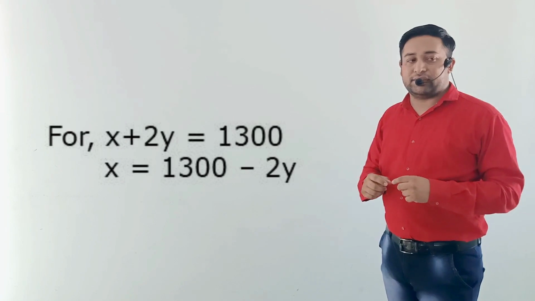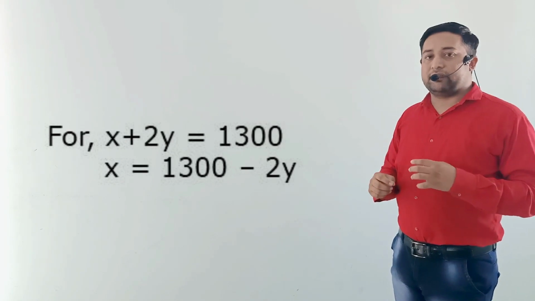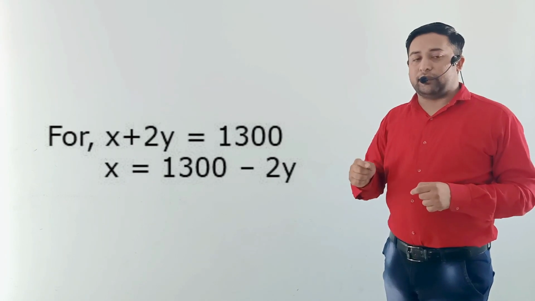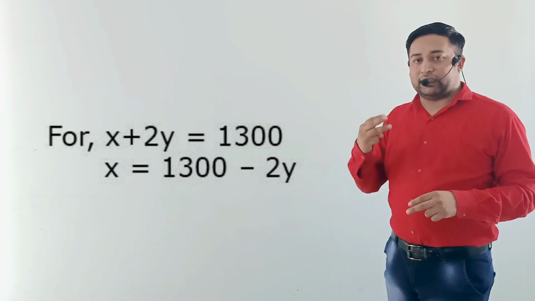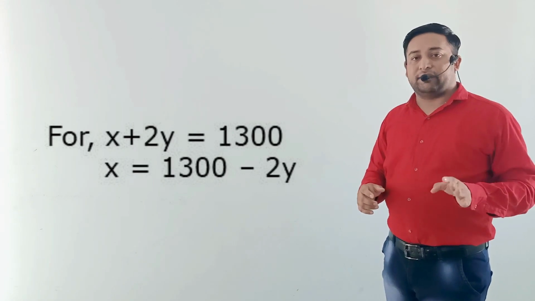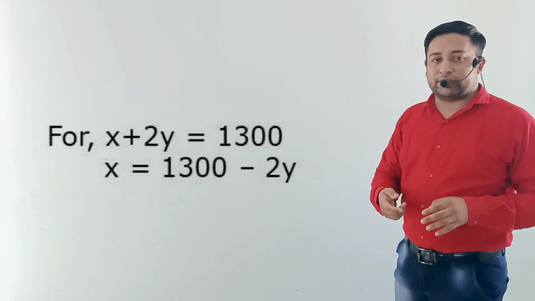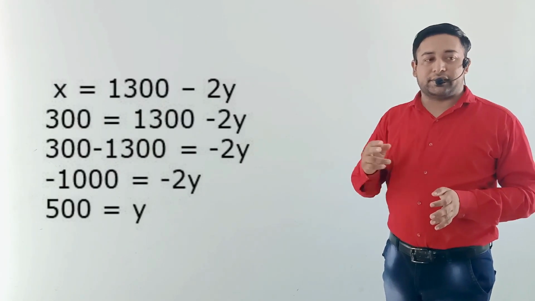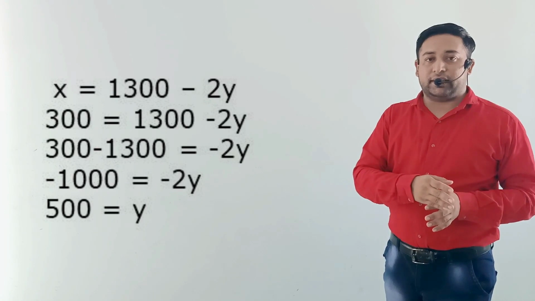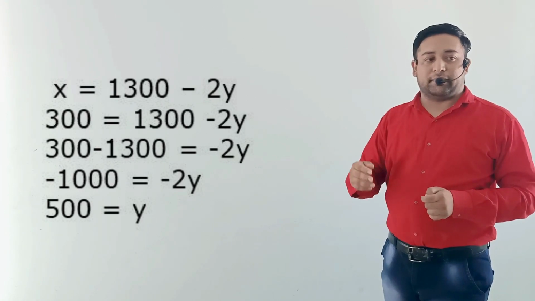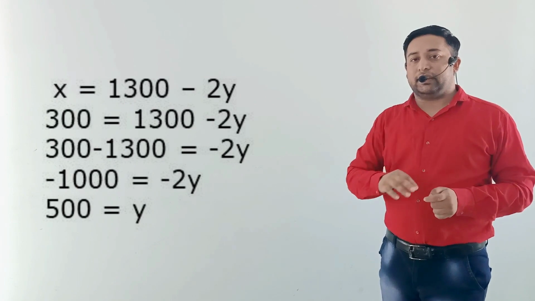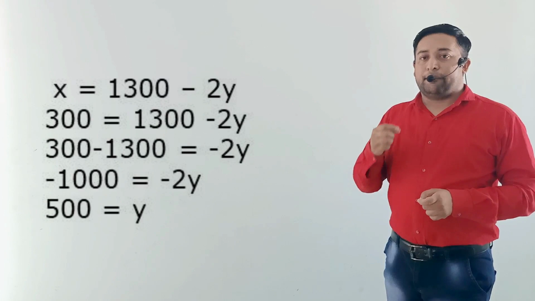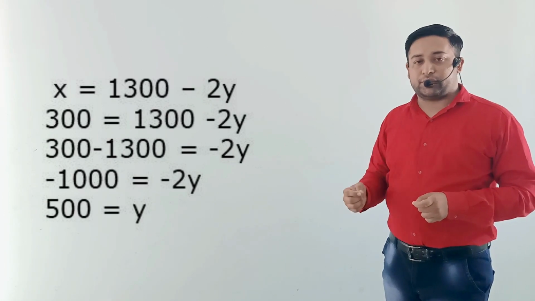What was my second equation? x plus 2y is equal to 1300, so x is equal to 1300 minus 2y. I will use the same values I got in the first equation: 300, 100, minus 100. Substituting x is equal to 300, 300 is equal to 1300 minus 2y. Taking 1300 to the other side, 300 minus 1300 is minus 1000, equal to minus 2y.